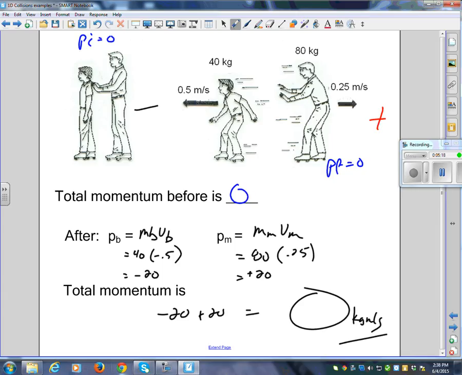If you can keep in mind that the initial is equal to the final, always. This time it's at rest, but what if they were already moving, both of them forward? So minus 20 plus 20, the final is equal to the initial, whether it's 0, 50, a million, whatever. It doesn't matter what it is. This is an example of an explosion, because they were together and now they explode.